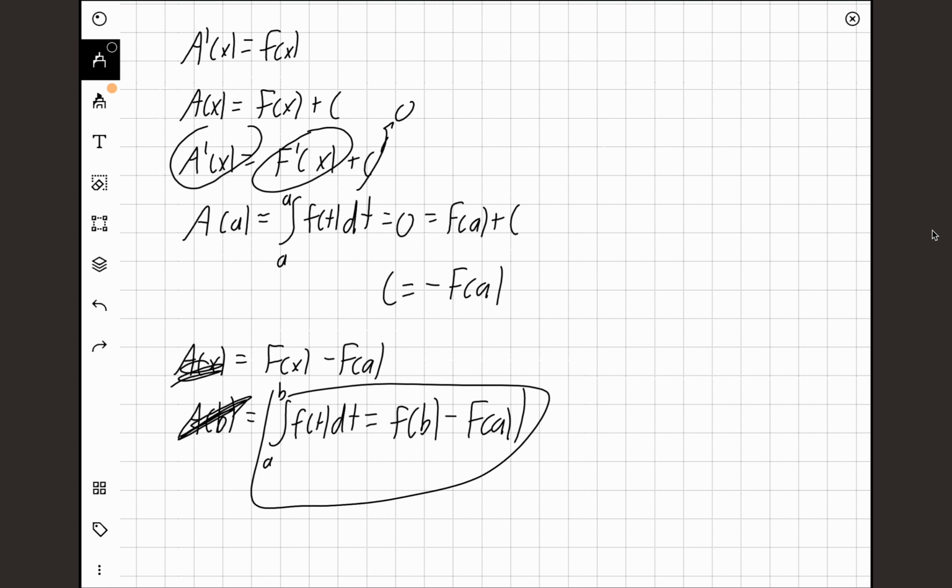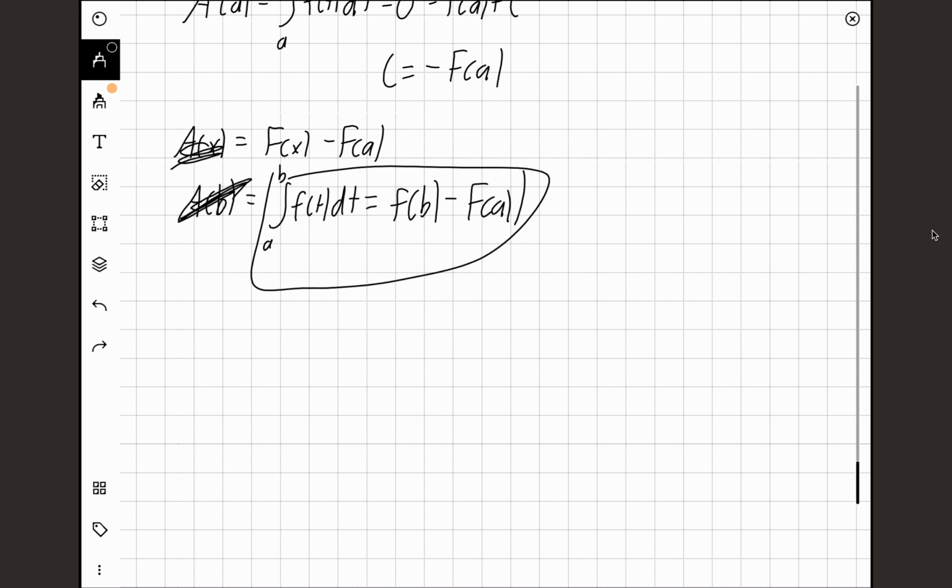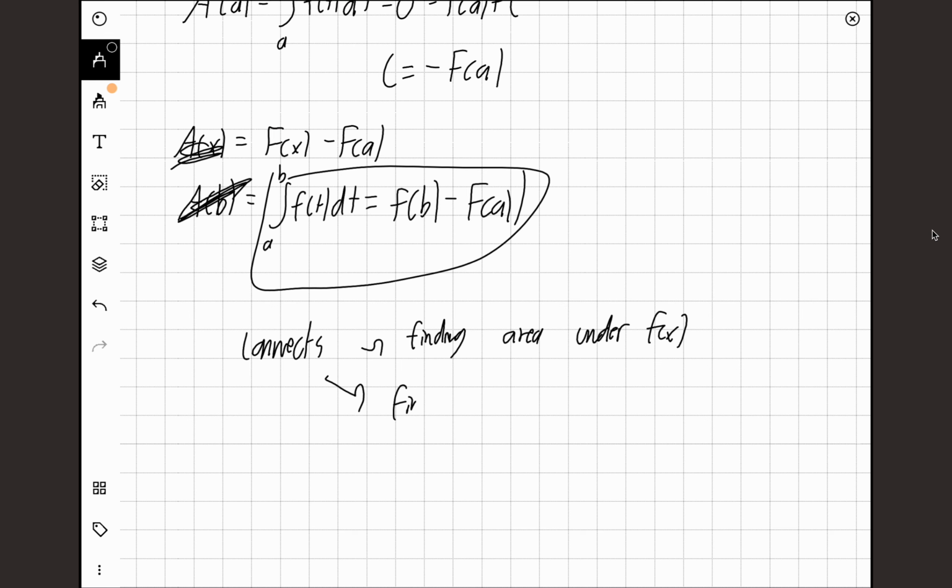It is such an interesting theorem, and the connection seems so easy and so apparent. But it connects two worlds. This connects the world of finding the area under f of x, and a completely different world, which is finding the rate of change of f of x, the instantaneous rate of change. And these two seem like such completely different tasks, but they're actually connected. That is why I think the fundamental theorem of calculus is really cool and really beautiful.